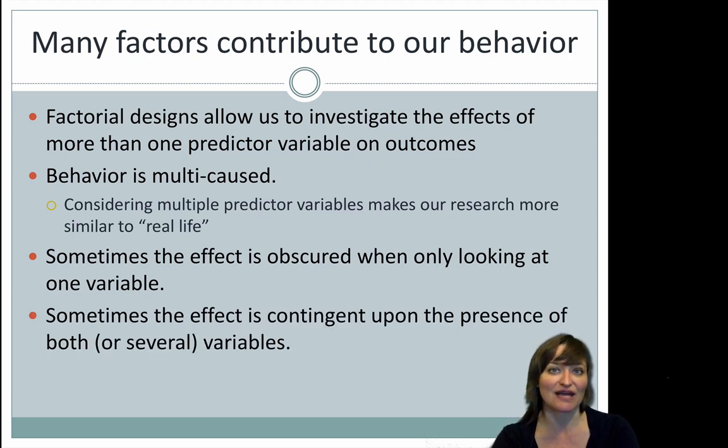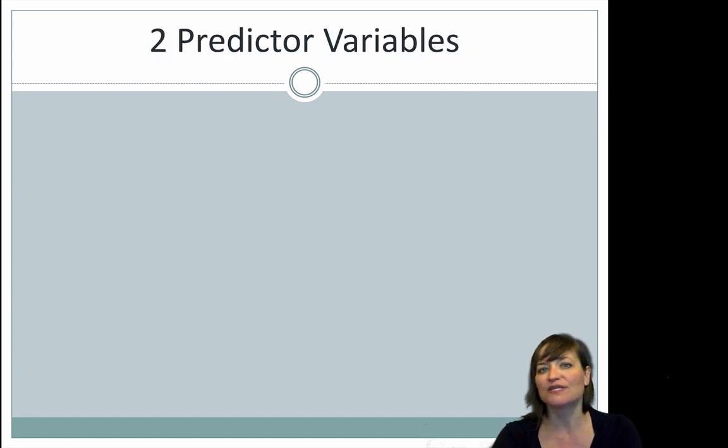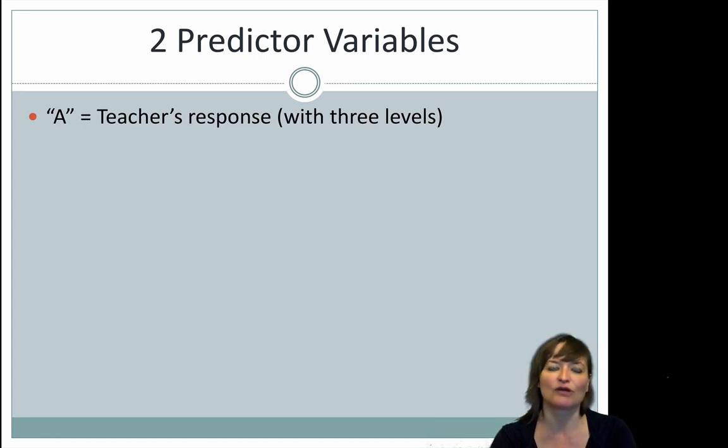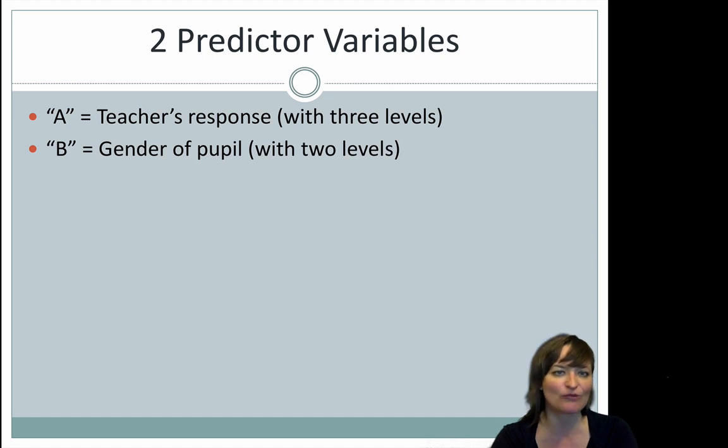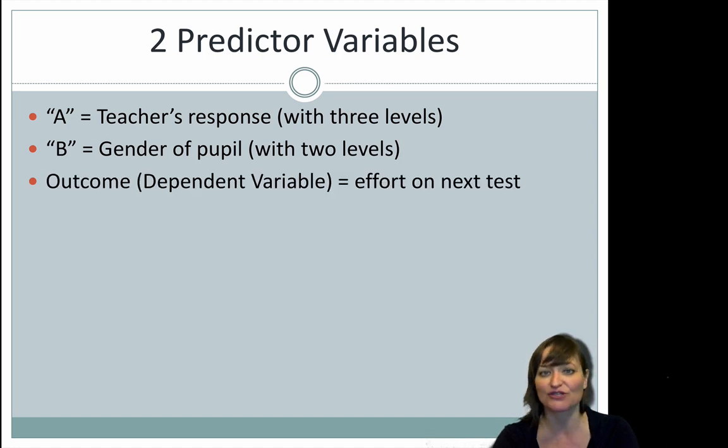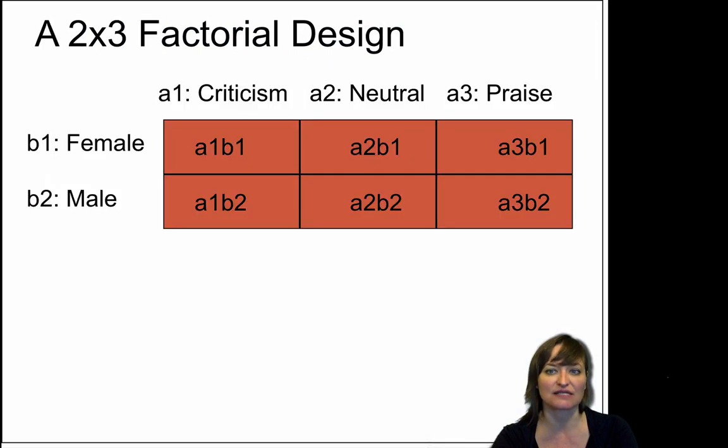So we had to look at, within those different genders, how did the teacher response influence the children's subsequent effort? Sometimes the effect is contingent upon the presence of several variables. In this case, we've got two predictor variables. We're going to call them variable A, teacher's response, which had 3 levels, and variable B, the gender of the pupil, which had 2 levels. The outcome variable, the dependent variable, is the effort on the next test.